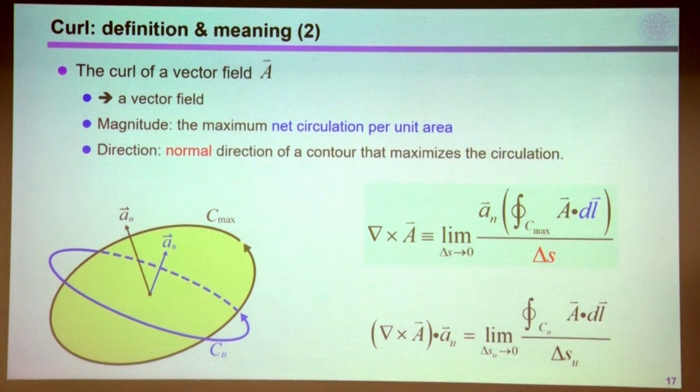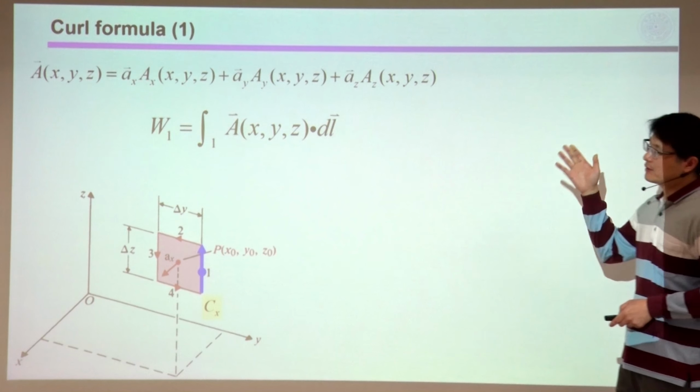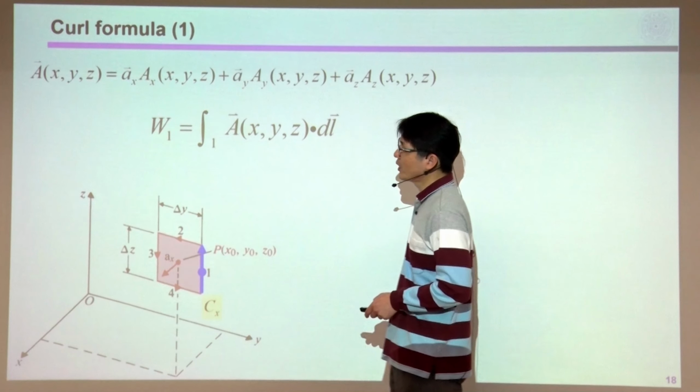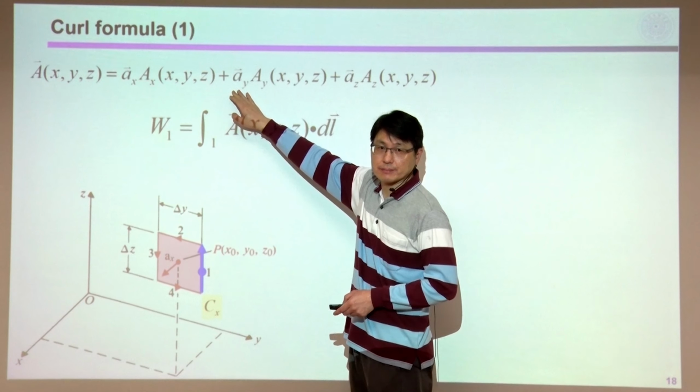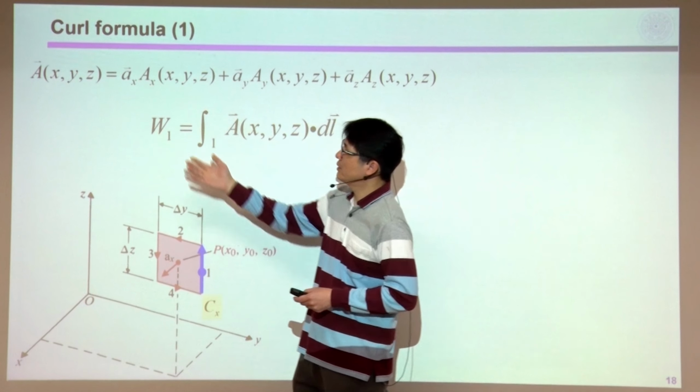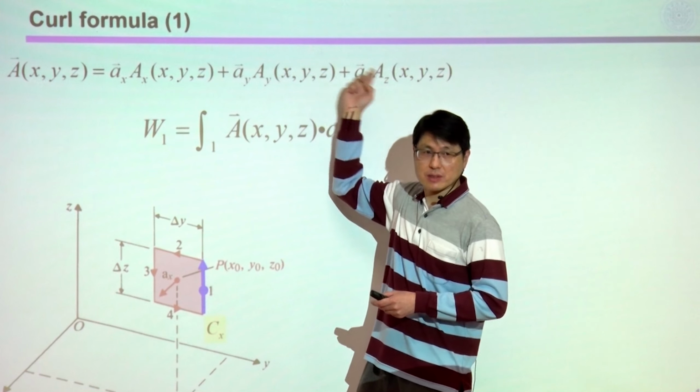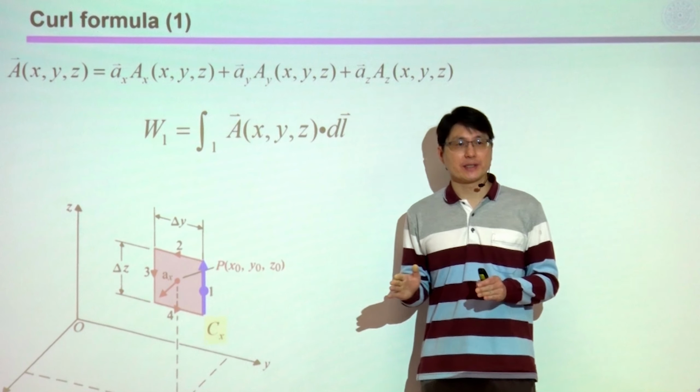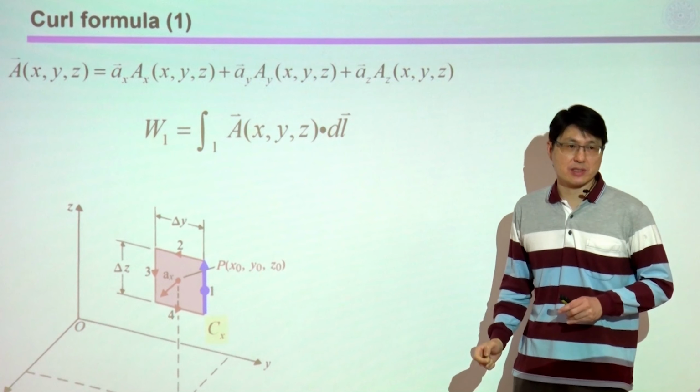Alright, so this is the formal definition. Let's look at one typical example. We have some vector field. Vector field has its subcomponents. So I'm working in Cartesian coordinates. So I have the x component, y component, and z components.